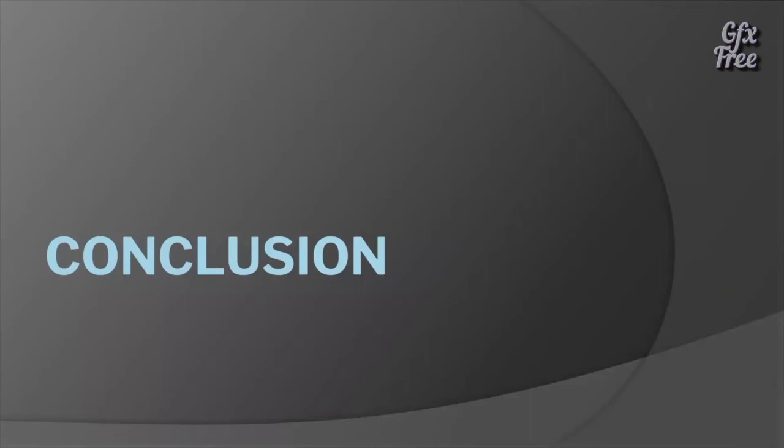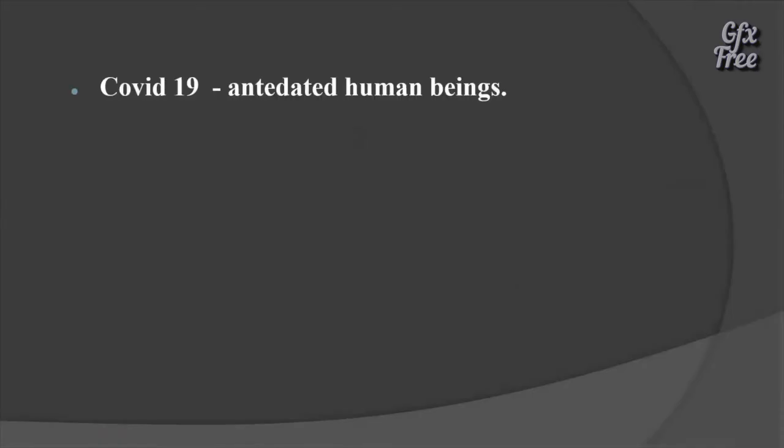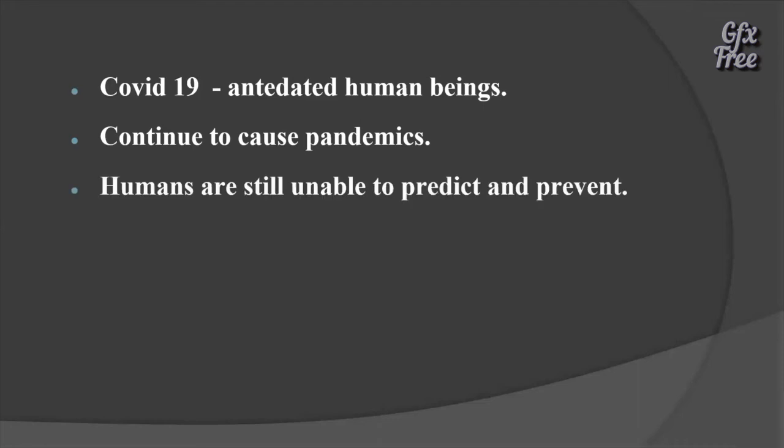Conclusion. Although COVID-19 is a microorganism, it has antedated human beings, and such viruses will continue to cause pandemics. Pandemic means it spreads from country to country because of their survival rate and intensity of spread. Even though we have advances in epidemiology, disease biology, molecular biology, genomics, etc., humans are still unable to predict and prevent such viruses like COVID-19.